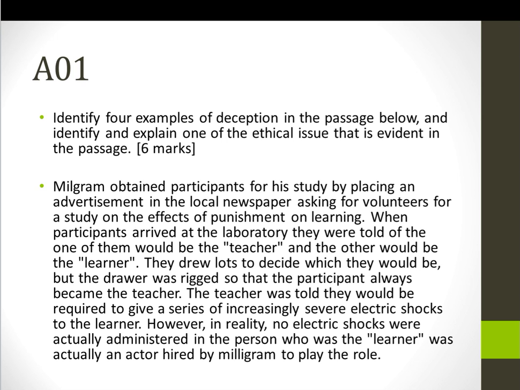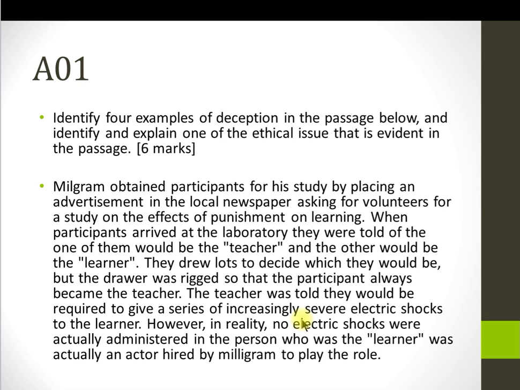So, identify 4 examples of deception in the passage below, and identify and explain one of the ethical issues that is evident in the passage. 6 marks. So Milgram obtained participants for his study by placing an advertisement in a local newspaper, asking for volunteers for a study on the effects of punishment on learning. When participants arrived at the laboratory, they were told one of them would be the teacher and one of them would be the learner. They drew lots to decide which would be which. However, the draw was rigged so that the participant always became the teacher.